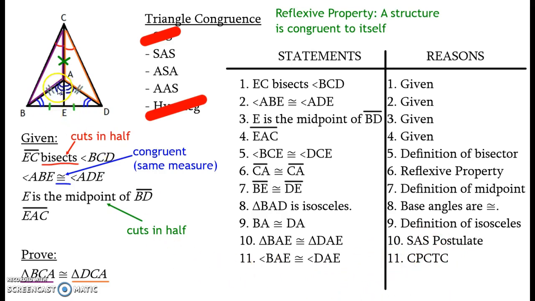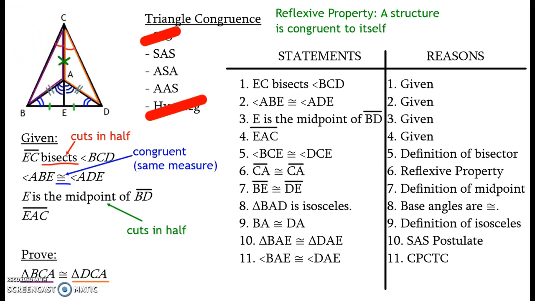Okay, next, we know that these two angles, BAE and DAE, are congruent. We also need to prove that angle CAB and angle CAD are congruent. We do that by saying that since this angle and this angle are a linear pair, this angle and this angle are a linear pair, then these two angles are supplementary to these two angles. And if they're supplementary to congruent angles, they must be congruent.